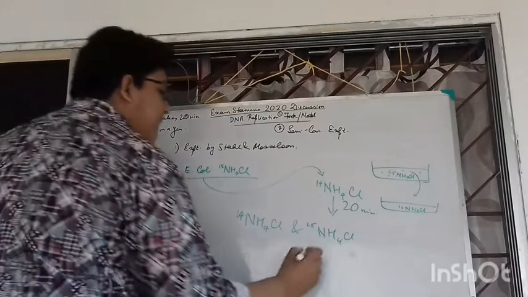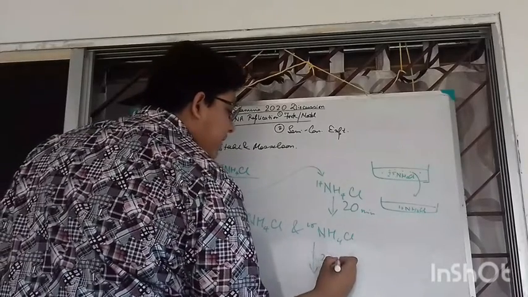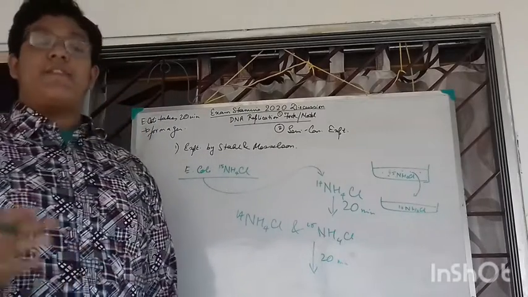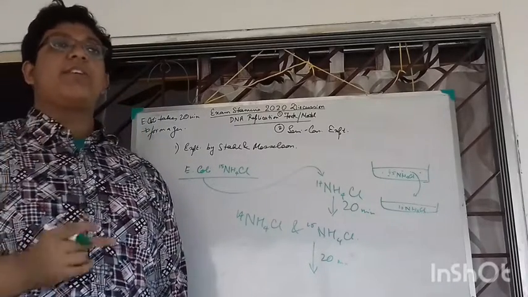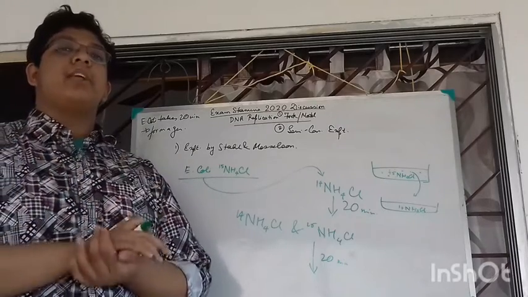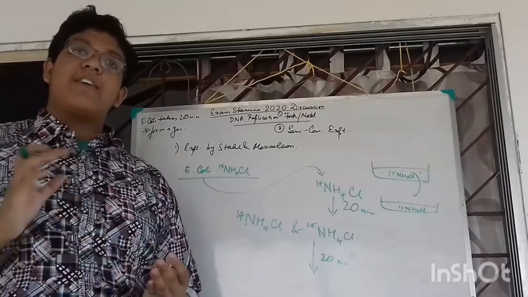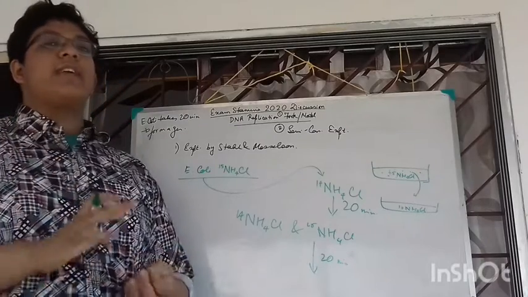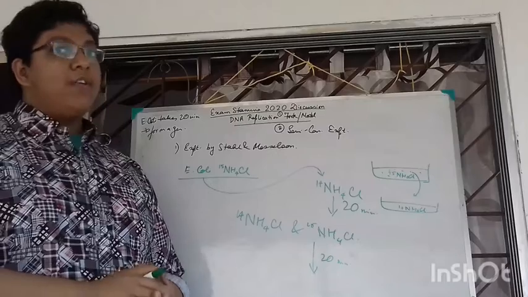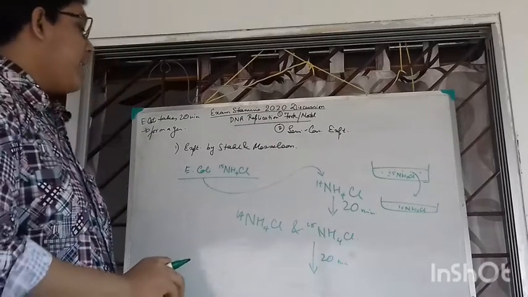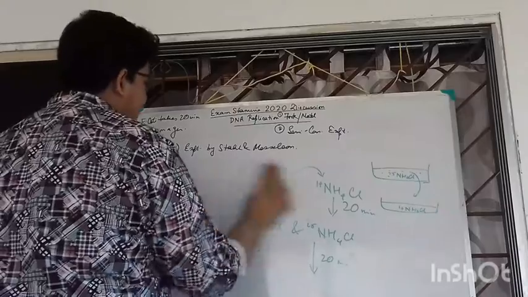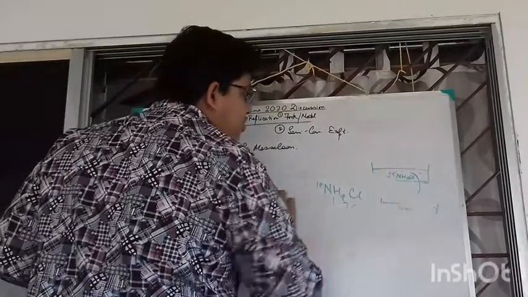Next they again gave 20 minutes in 14NH4Cl and checked. After centrifuging again, they found an equal amount and equal number of heavy DNA, that is 15NH4Cl DNA, and light DNA, that is 14NH4Cl DNA. Now, what does it signify?